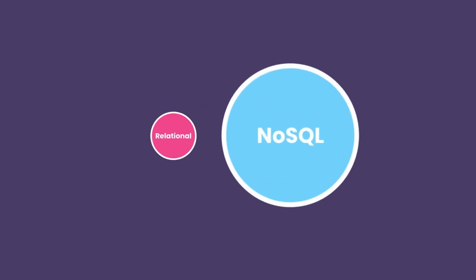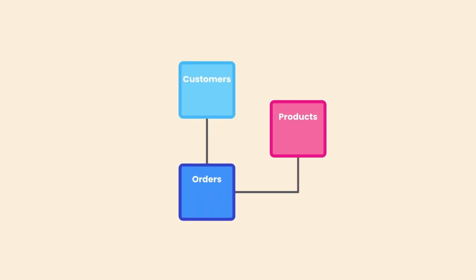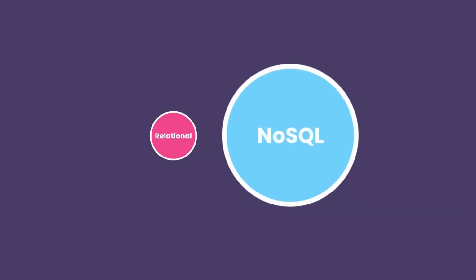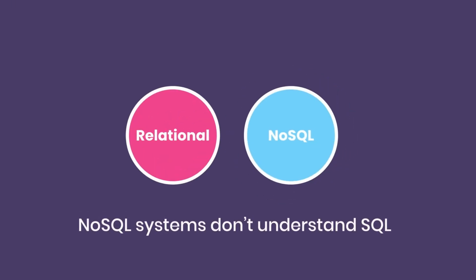Back to this diagram, what about non-relational databases? In non-relational databases, we don't have tables or relationships. These databases are very different from relational databases. But that's a topic for an entirely different course. What you need to know is that non-relational database management systems don't understand SQL. They have their own query language. So we use SQL to work with relational database management systems.